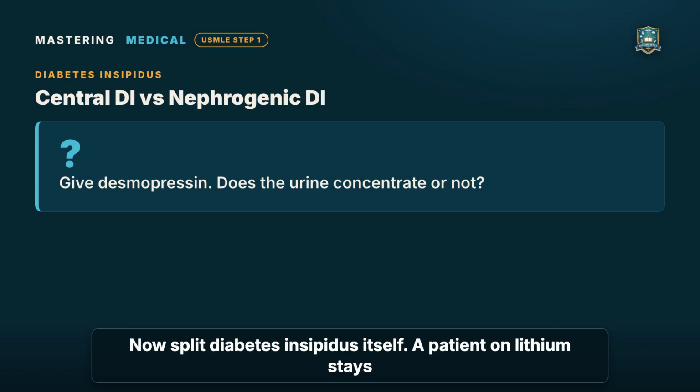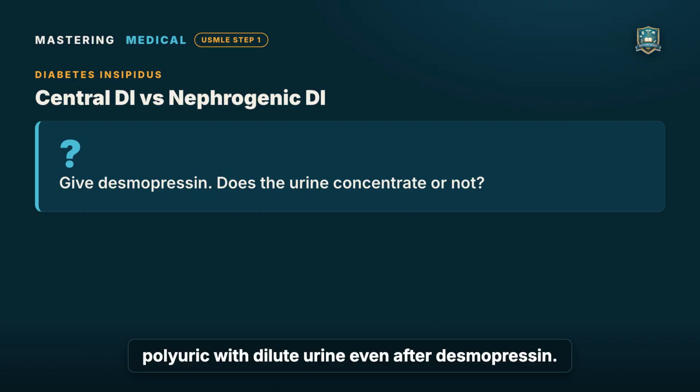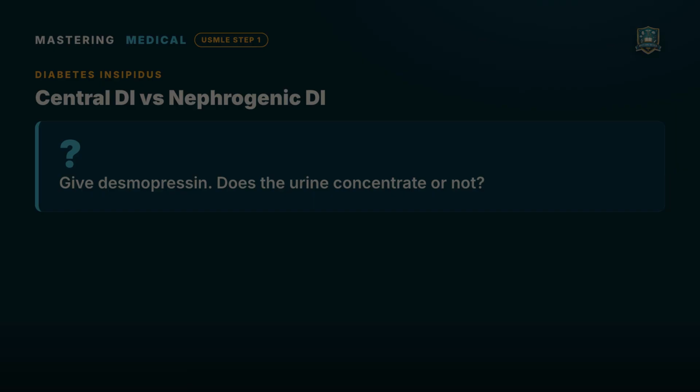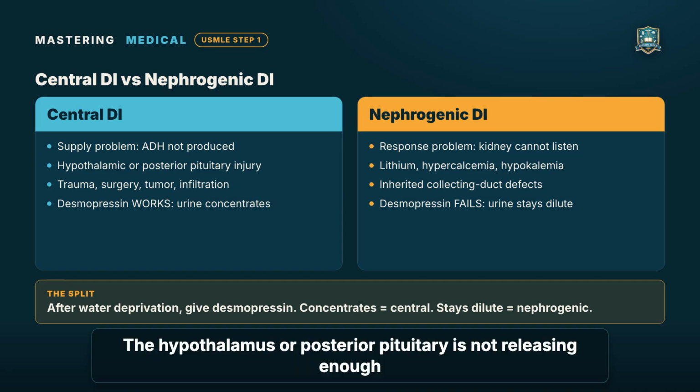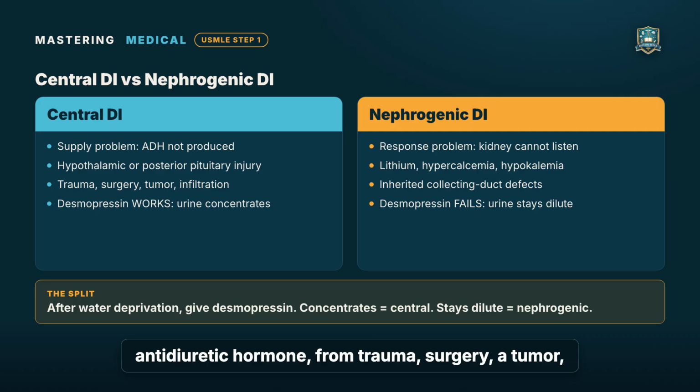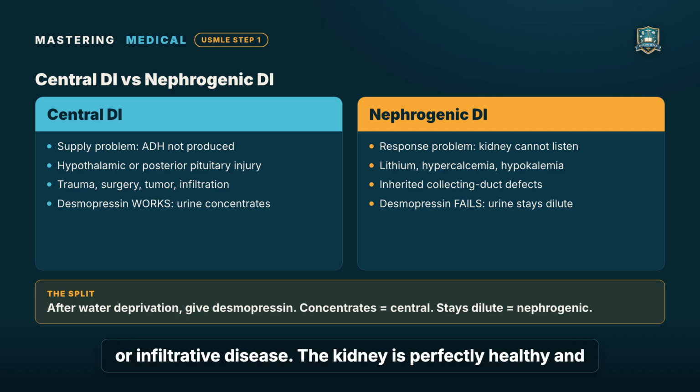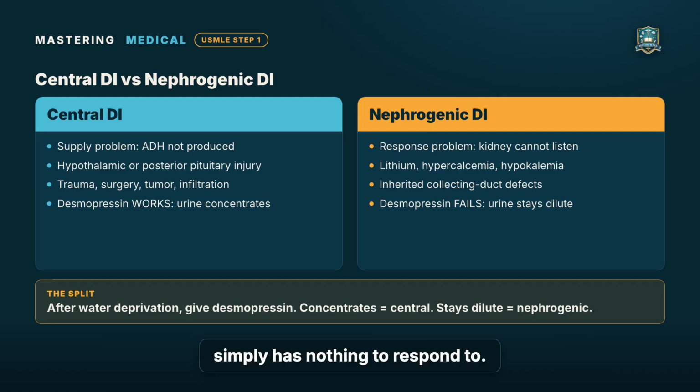Now split diabetes insipidus itself. A patient on lithium stays polyuric with dilute urine even after desmopressin. This is the cleanest test in all of renal physiology because it asks a single mechanical question. Give the hormone. Does the kidney respond? Central diabetes insipidus is a supply problem. The hypothalamus or posterior pituitary is not releasing enough antidiuretic hormone from trauma, surgery, a tumor, or infiltrative disease. The kidney is perfectly healthy and simply has nothing to respond to.